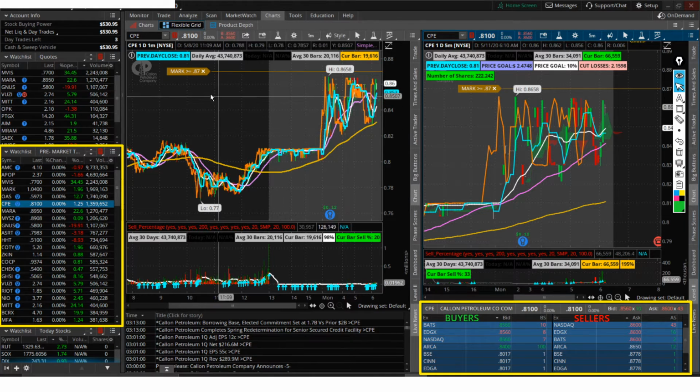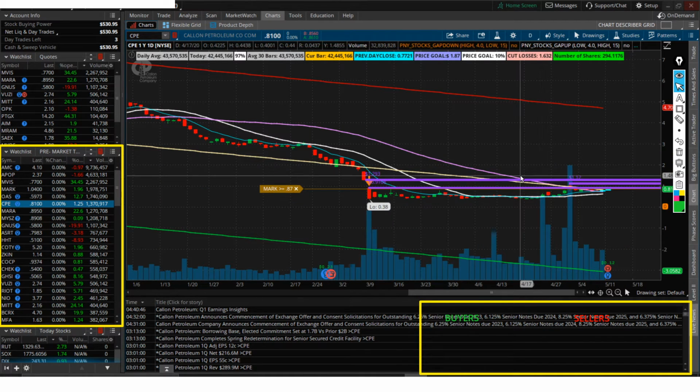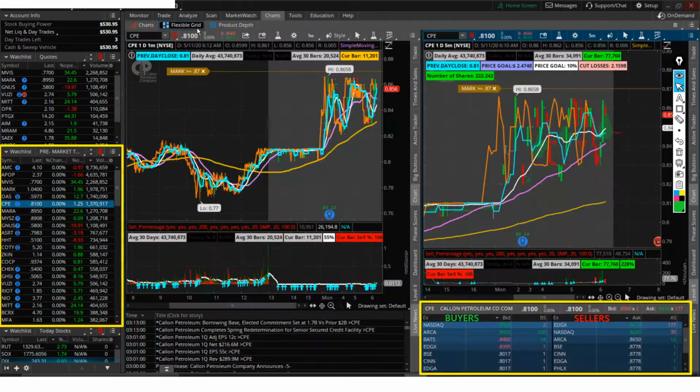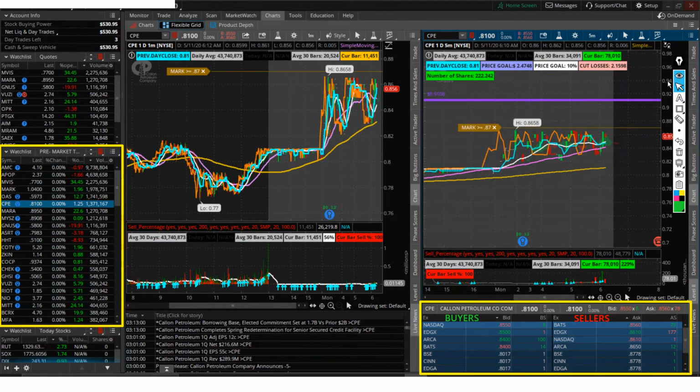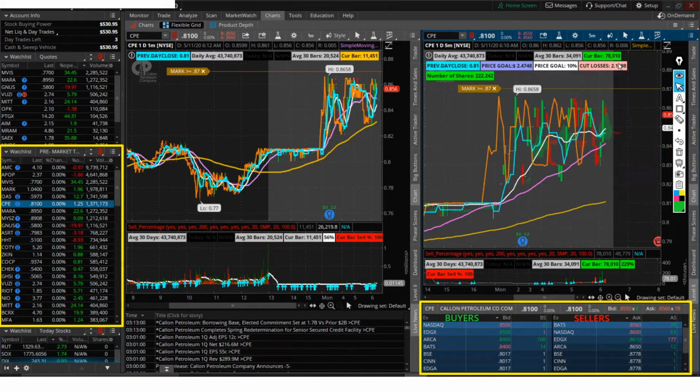So now looking at CPE, I can't really create any. I've created some support and resistance in the past, but it's way below that. As you can see, if I get the price closer, we do see some resistance over here at 97 cents. So we're definitely gonna keep an eye on it.